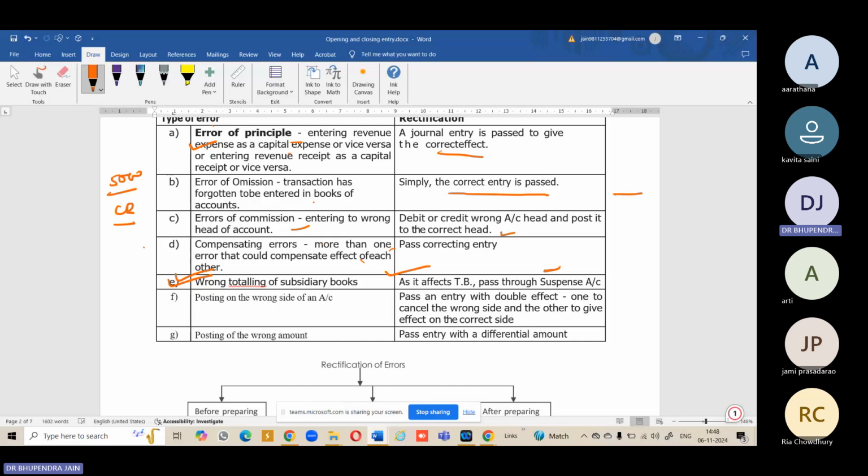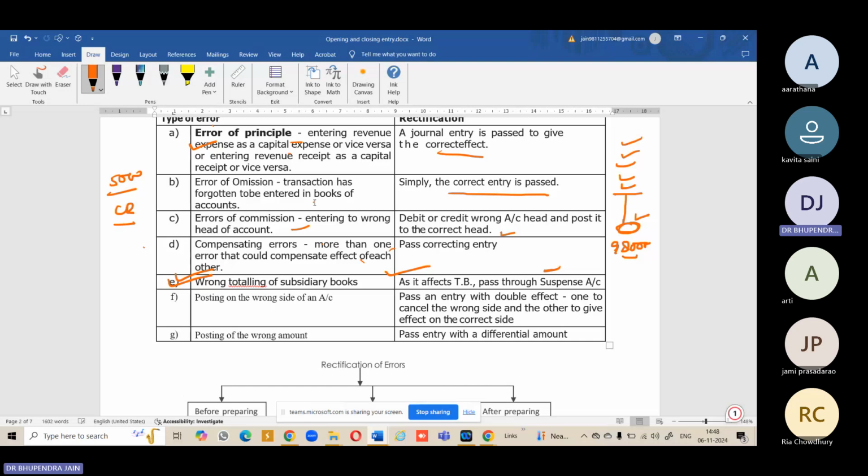Whenever we total a subsidiary book, like the cash book, purchase book, bank book, sales return book, purchase return book, and you made a wrong total, for example the total is rupees 10 lakh and your total is rupees 9 lakh 80,000, definitely the trial balance will not match. So it is a single side error, either in the debit side or credit side, and we will rectify the error using the suspense account.